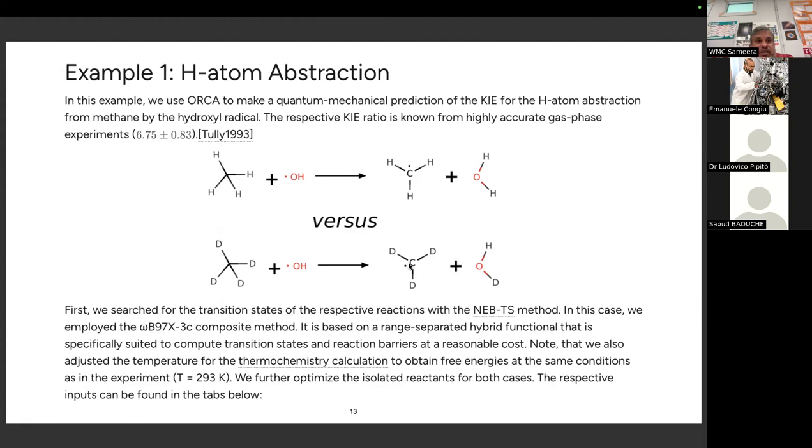If you want to compute the kinetic isotope effects, the first step is to compute the transition state for this reaction. You can use an NEB computation, which is very easy to do. You can use the same approach we used in the morning. They are using the method omega B97 minus 3c.